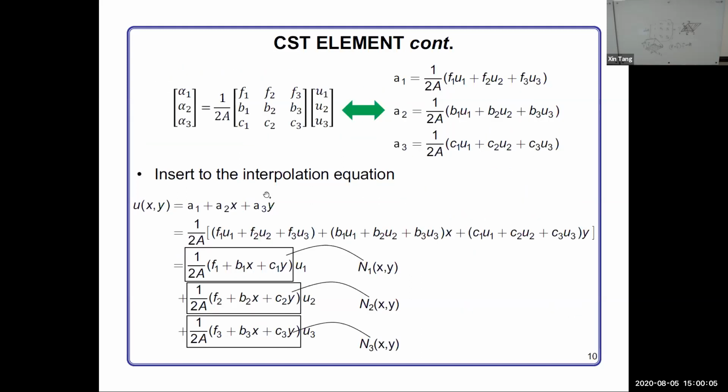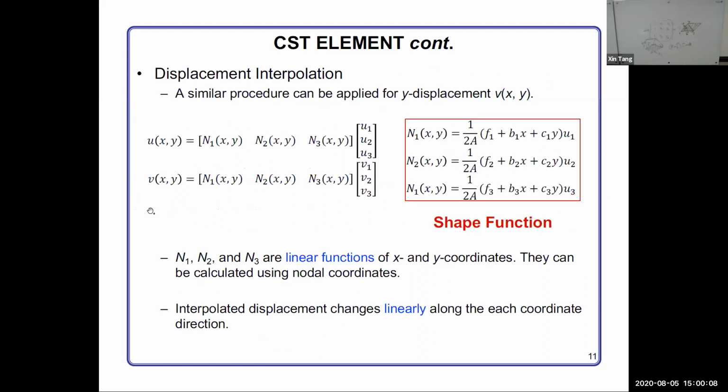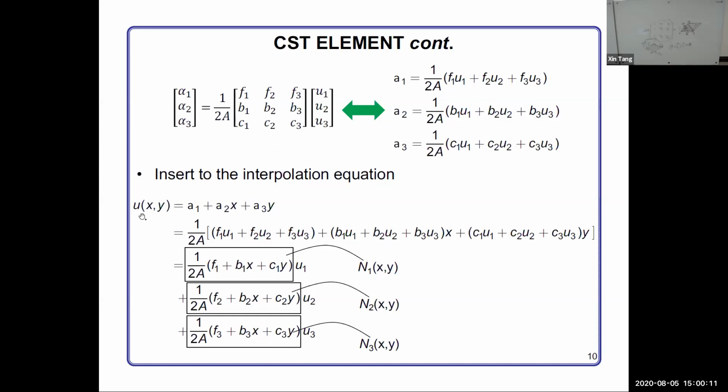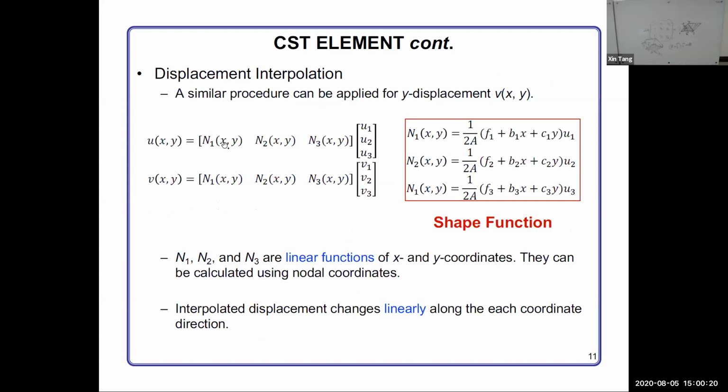So eventually you can write this as U = N1 U1 + N2 U2 + N3 U3. And that equation can be written in matrix form. U is equal to a 1 by 3 matrix N1, N2, N3 times a 3 by 1 vector U1, U2, U3. Same thing for V. An interesting thing is that those numbers are actually the same. For V, in the Y direction, V equals N1, N2, N3 times V1, V2, V3.